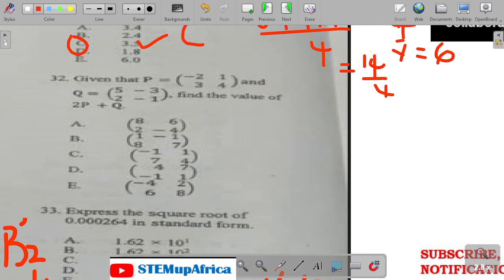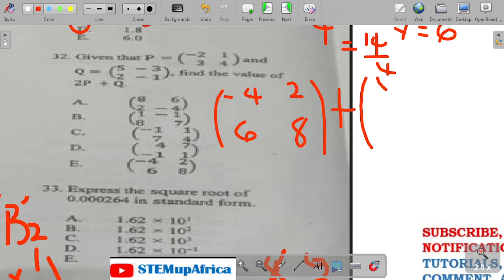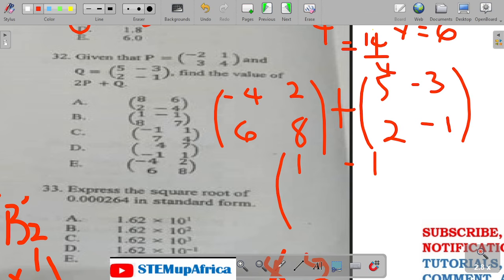So 32, if P is this, so 2P will give me what? I'm multiplying everything by 2. 2P will give me minus 4, 2, 6, 8 plus Q, which is 5, 2, minus 3, minus 1. So if you add up, here will give me 1, minus 1. Here is now 8 and 7. 1, minus 1, 8 and 7, which is option B.